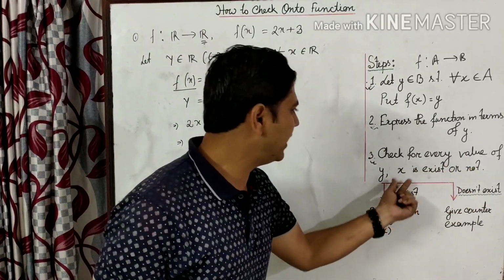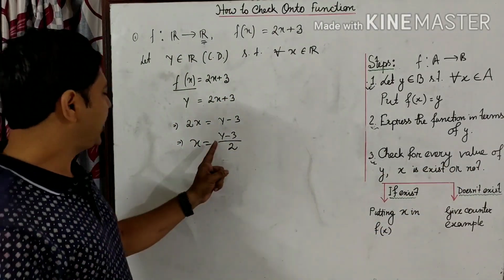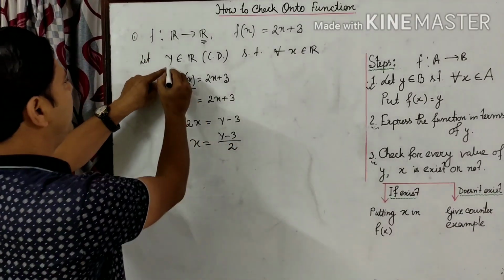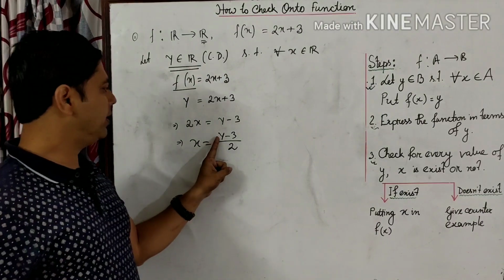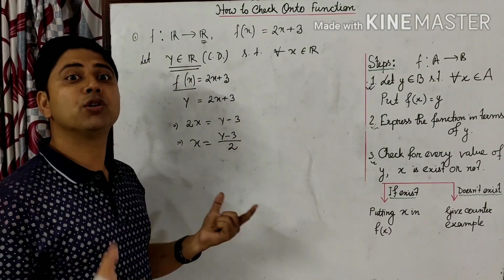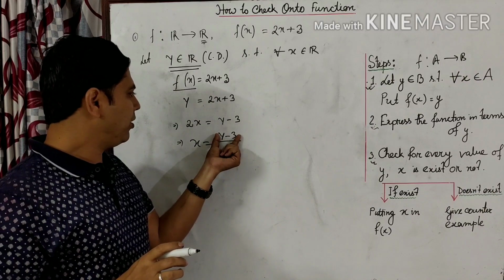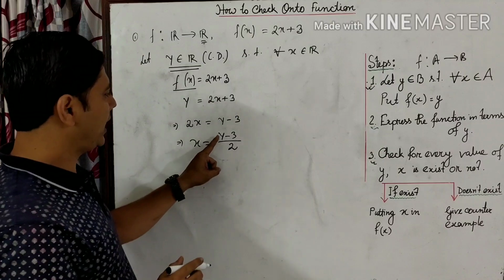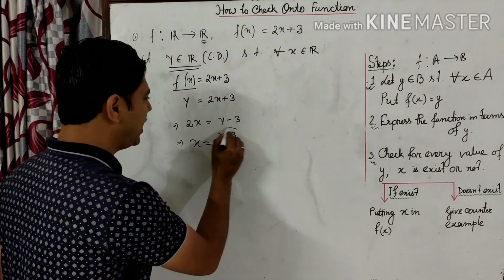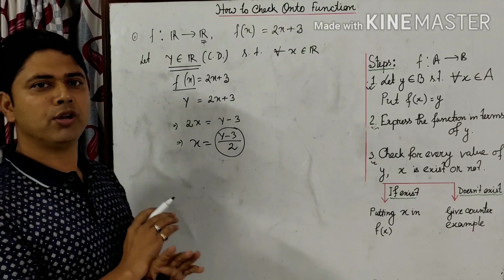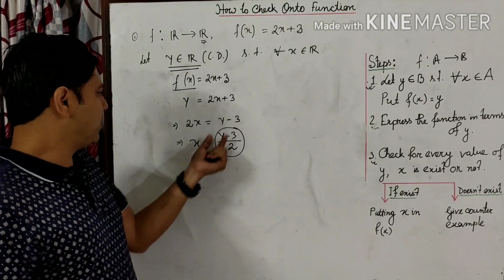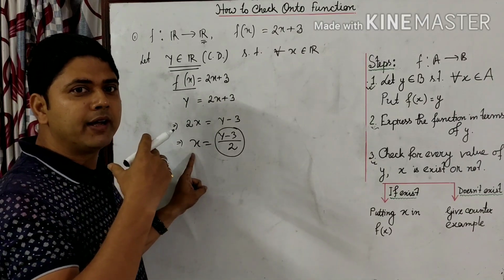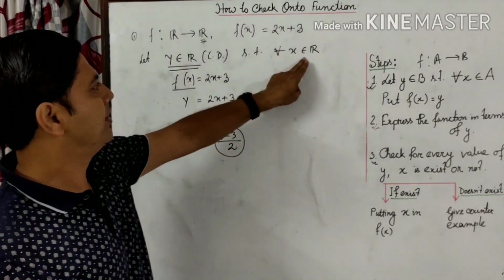Check for every value of y whether x exists or not. For every value of y, y belongs to all the real numbers. All the real values minus 3 is also real. All the real numbers divided by 2 is also real. That means for every value of y, (y minus 3) by 2 is also real. That means (y minus 3) by 2 is equal to x. x also belongs to the real numbers R. Yes or no?